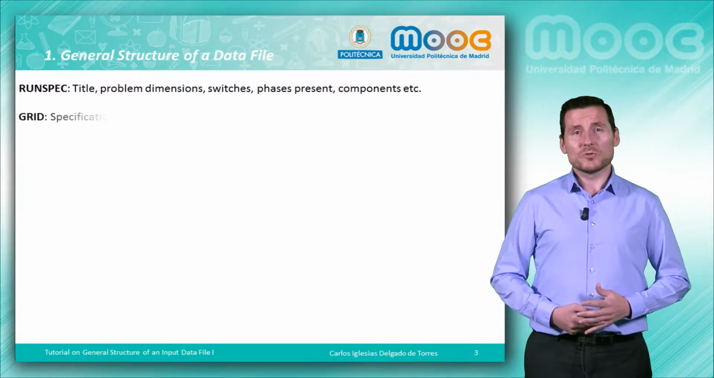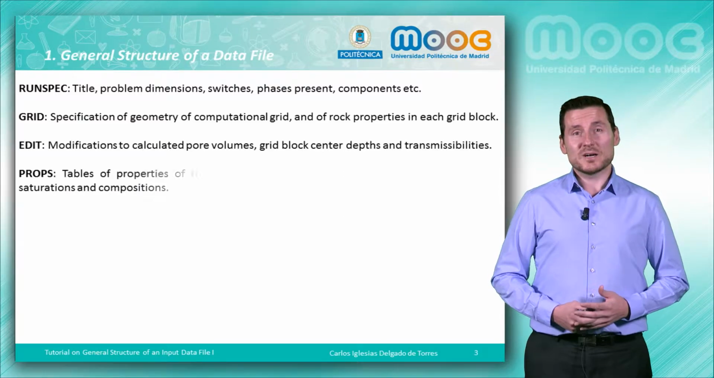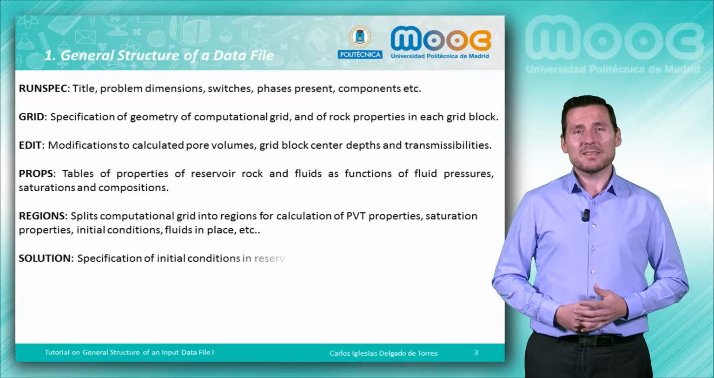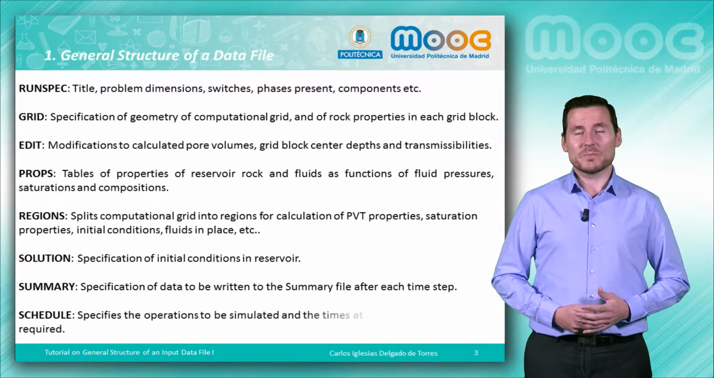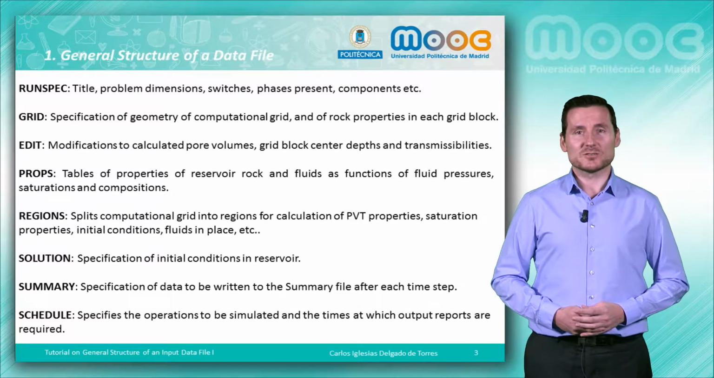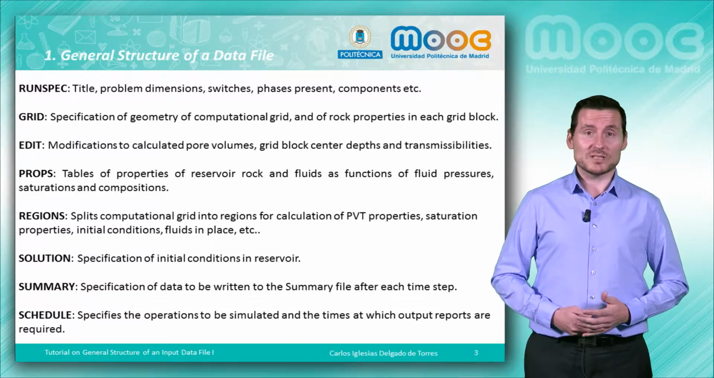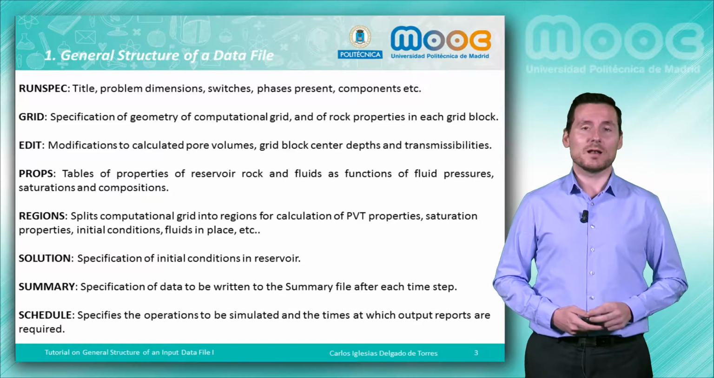The structure I bring you today is specific for Eclipse simulation software from Schlumberger, but it is very similar in any other simulation software. In an Eclipse data file, there are 8 different sections. Let's review them one by one. The first section is RUNSPEC. It means run specifications. In this section, the title, the model dimensions, and the phases or components present in the model are defined. GRID is the second section, where the grid geometry and the rock properties such as porosity, permeability, and net to gross are specified for every single defined cell in the model.